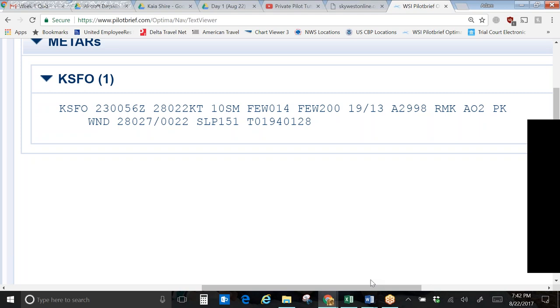Yeah, few clouds. All of those are sky conditions. So few clouds at 1,400, few clouds at 20,000, and that's it. Is SLP like slight? Sea level pressure. Sea level pressure, you did say that. 151. And that part I always forget too.